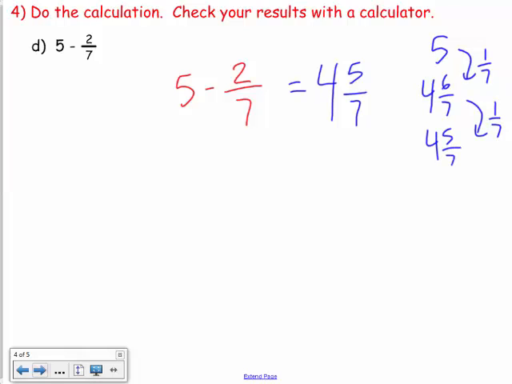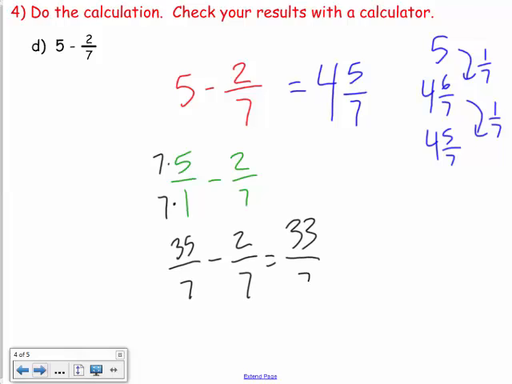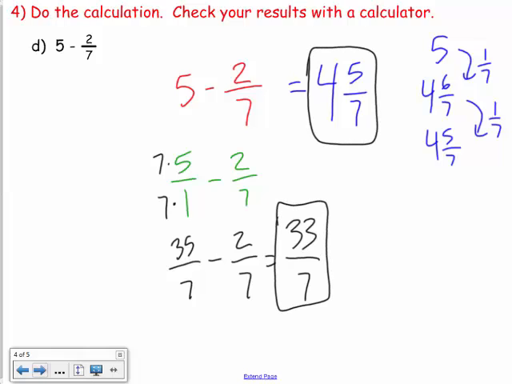And everybody's a little bit different. So if I did this mathematically, I'd have to make 5 into a fraction, which is over 1. And for a common denominator, I'd have to multiply by 7 to get it to 7, which means I have to do the top by 7. So it's really 35 over 7 minus 2 7ths, which I'd get 33 7ths. And I'm okay with either answer. Depending on what you're using it for, you might keep it improper or keep it as a mixed number. Either way is perfectly fine. Okay? And then try it with your calculator.